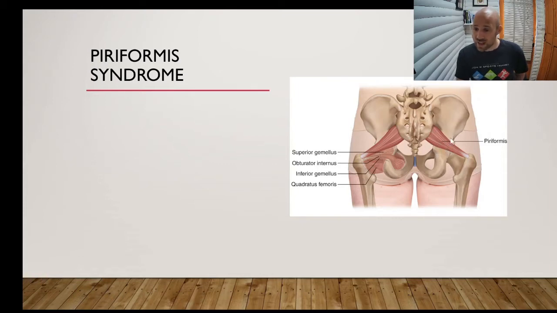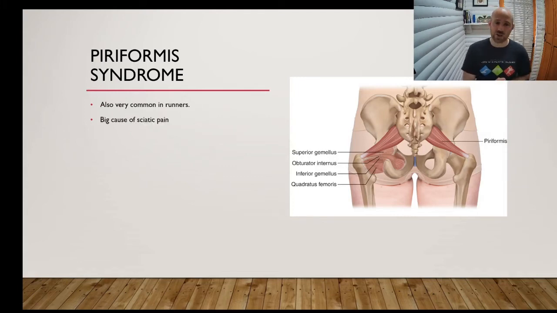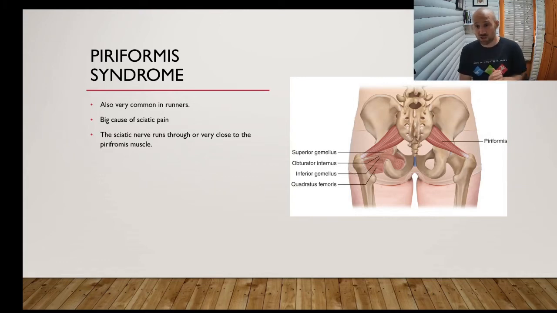So if we have dysfunction and tightness or trigger points in this piriformis, it can be a huge cause of sciatica. So sciatica is an irritation of that sciatic nerve. So this is a really important muscle for us to understand. Again, I mentioned it about gluteus medius, but this is very common in runners. It is a big cause of sciatic pain for the reasons I've said, that the sciatic nerve runs very close to or actually straight through that piriformis muscle.